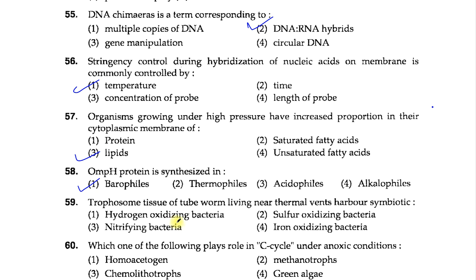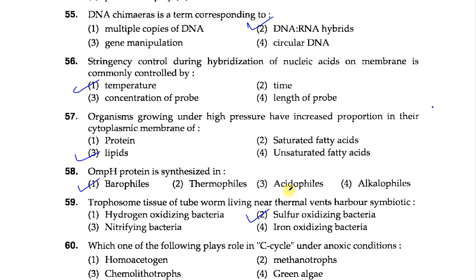Question 59. Trophosome tissue of tube worm living near thermal vents harbor symbiotic 1. Hydrogen oxidizing bacteria, 2. Sulfur oxidizing bacteria, 3. Nitrifying bacteria, 4. Iron oxidizing bacteria. The correct one is the 2, which is the sulfur oxidizing bacteria. So these are the gamma proteobacteria and they are the symbionts.